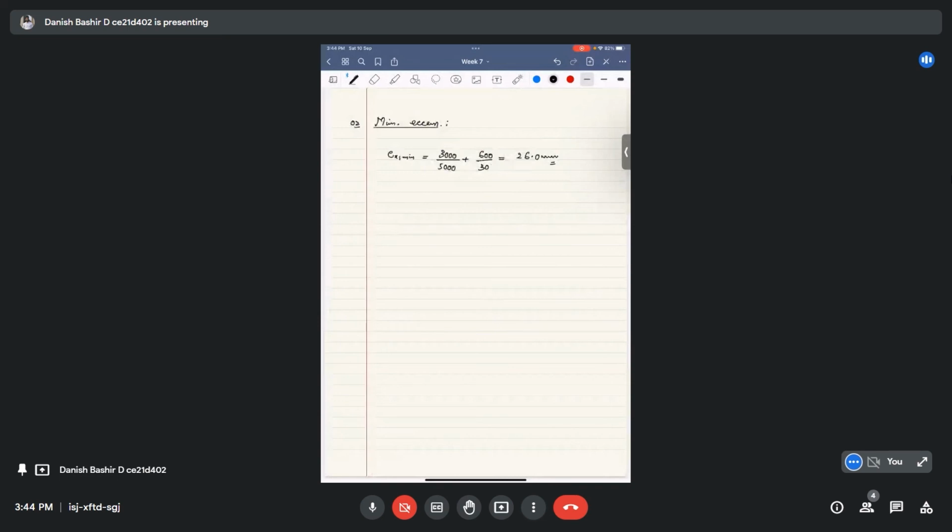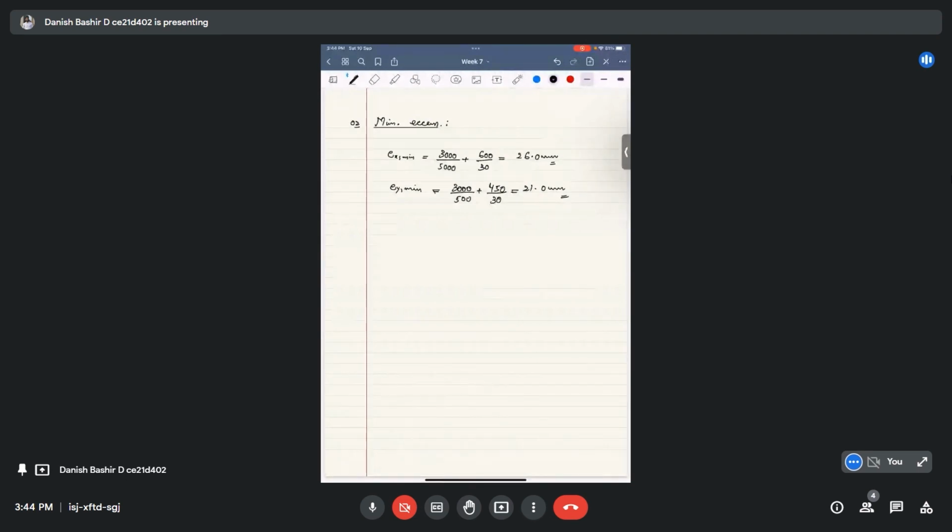In the other direction, 450 by 30. Calculating this value, it comes out to be 21.0 mm. And it is greater than 20 mm, so we will stick to this value. So the minimum eccentricity comes out to be this one.